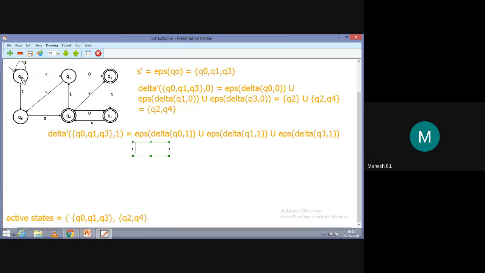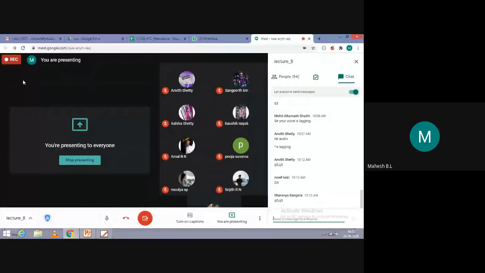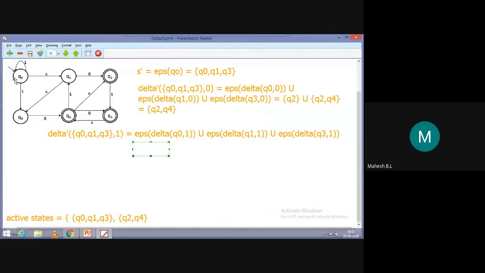What is epsilon of q naught comma 1? It is q naught comma q3. So you need to compute epsilon of q naught as well as epsilon of q3. What is epsilon of q naught? Already computed here. The epsilon of q naught is nothing but q naught, q1, q3.